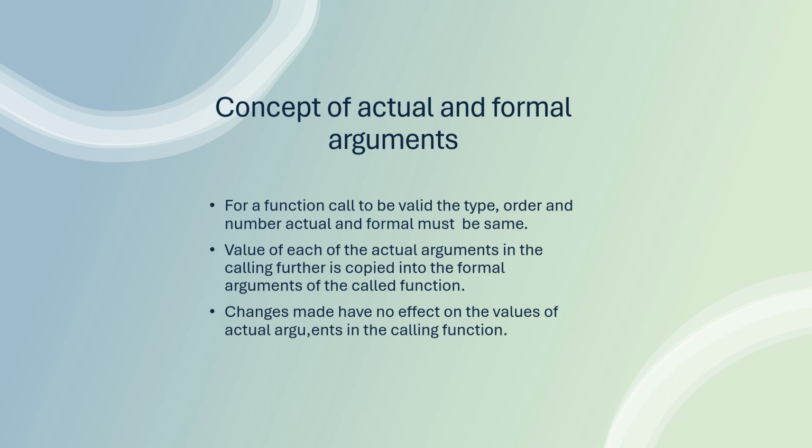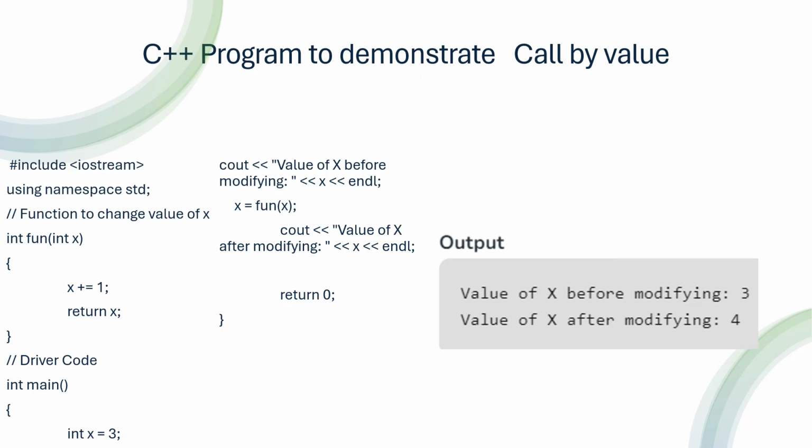So when you are calling the function, actual and formal arguments must be in the same number. Next, the value of the actual argument should be copied to the formal argument. So whatever changes we make definitely do not affect the function call. Next, a C++ program to demonstrate the function call. It is a call by value.